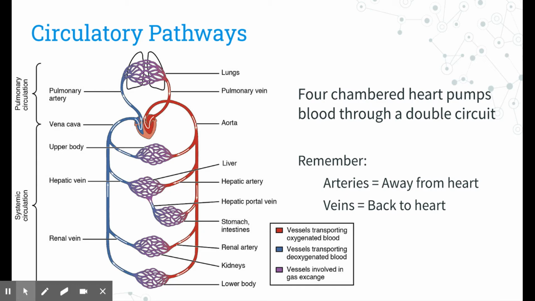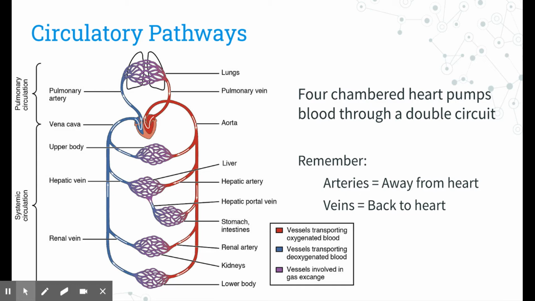In this diagram, you can see that red is used to note vessels that are carrying oxygenated blood, usually arteries, though not always, and blue is used to note vessels carrying deoxygenated blood, usually veins, again, not always. And then shown in purple are the capillary beds, the vessels that are involved in gas exchange, where oxygen is delivered to tissues and carbon dioxide is picked up.